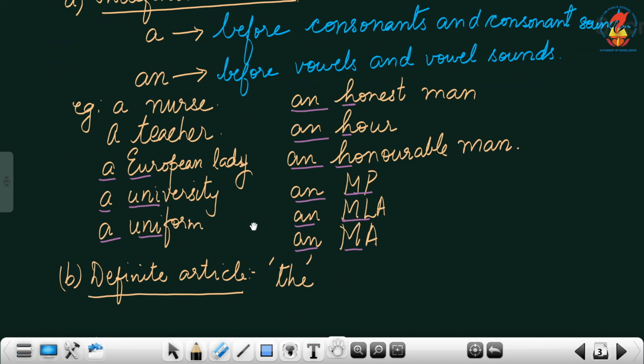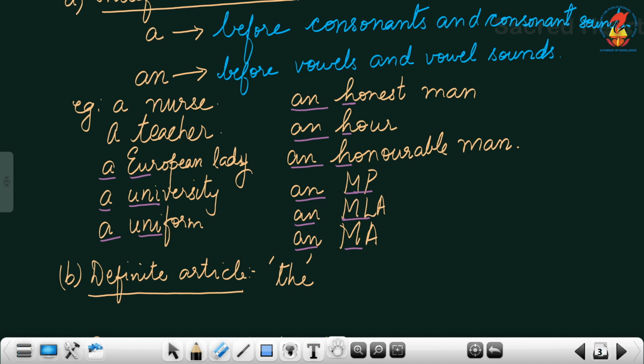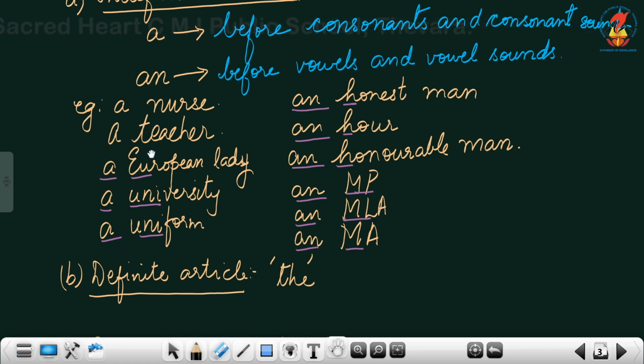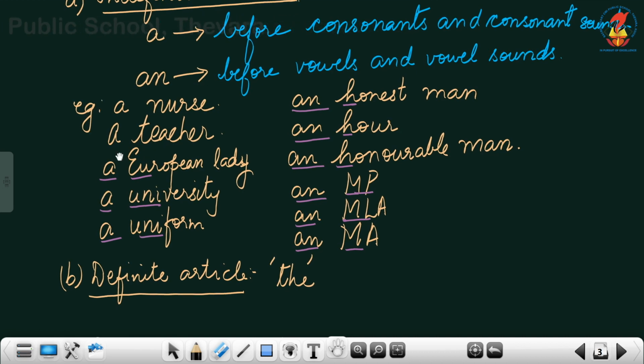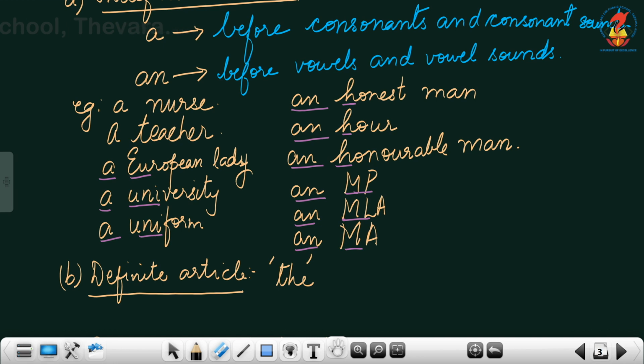For example, here, a nurse. Why did we put a nurse? Because n happens to be a consonant, so as per the rule we put a nurse. Second one, a teacher. T is a consonant, so as per the article rule we put a teacher. Then now, European lady. If you look at the spelling, it starts with an E, and E, as you know, happens to be a vowel. So you must say no, an should come there.